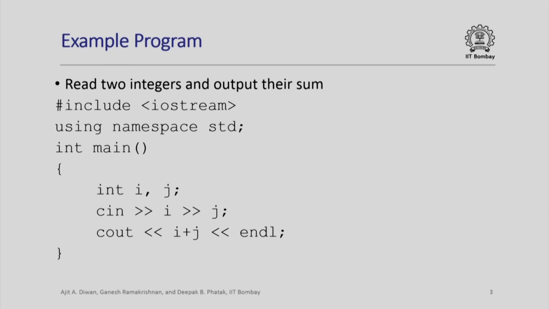So let us look at a simple example program in C++. This just reads two integers and outputs their sum. If you see the declarations, we have declared two integer variables i and j. We read in their values and we output the sum of those two values. We need to include some library files in order to read in and output these integers, but for the moment we will ignore those libraries and just concentrate on the declarations in the program.